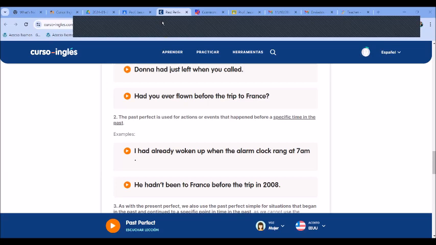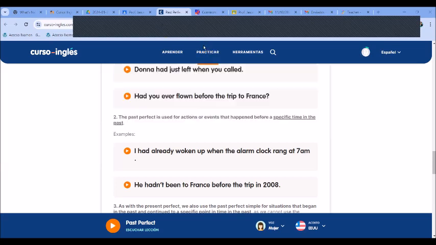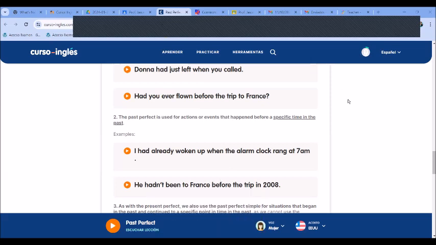Yes, the past perfect is used for actions or events that happened before a specific time in the past. Read the examples. Yes, I had already woken up when the alarm clock rang at 7 a.m. He hadn't been to France before the trip in... how do you say 2008? You forgot already.